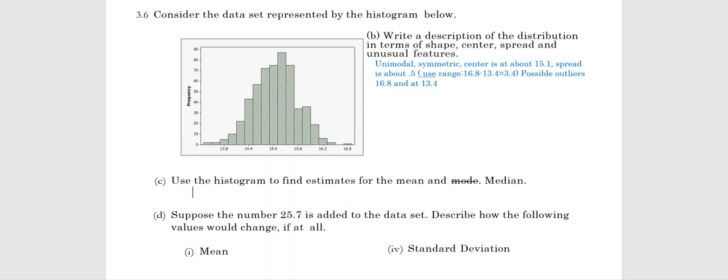Oh, okay, so since it's symmetric and I don't really have any extreme values, what values I do have that are extreme are on both the lower and the upper end. So I'm going to say the mean and the median are about the same. The mean and median, I keep doing that, are about the same and are both about 15.1 or 15.2. Some of you might have said 15.2 because that's like the box right there.